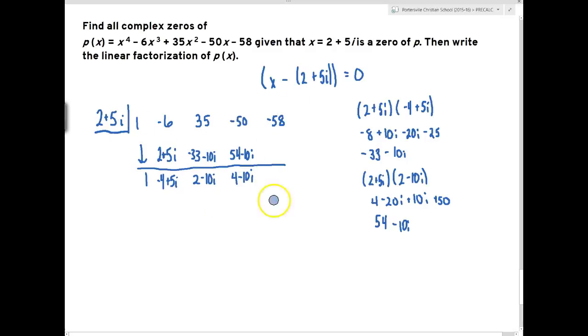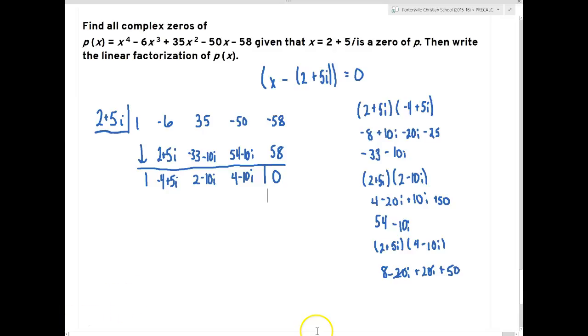And then one last time, 2 plus 5i times 4 minus 10i. So we get 8 for my front terms, minus 20i plus 20i. Those cancel out. And my last term I get minus 50i squared, which is going to be plus 50. So I get 8 plus 50, which is 58, which lovely gives me a remainder of 0 after all of that.